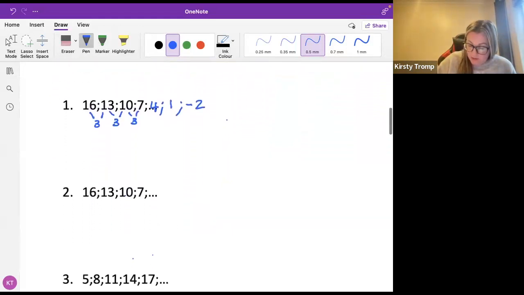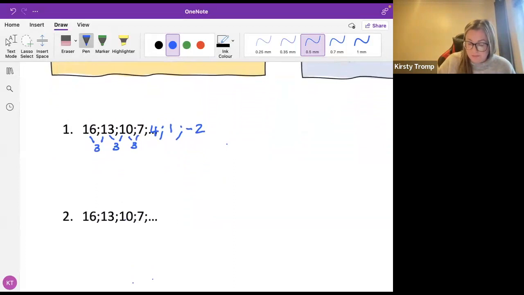Have a look at number 2. What's happening in number 2? Okay. The difference between those two is 3, 3, and 3. All right, so I want you guys to find the next 3 terms for me, please. Go find the next 3 terms by yourself. Have a look. How am I going to get the next 3 terms?